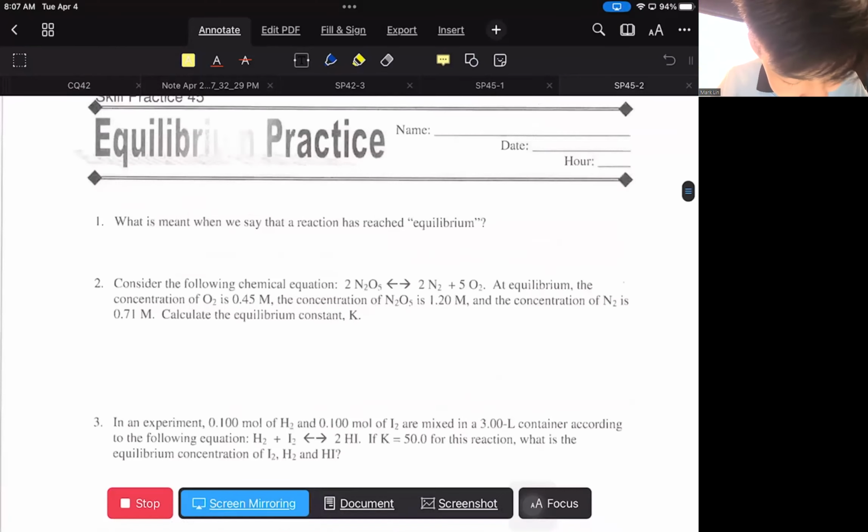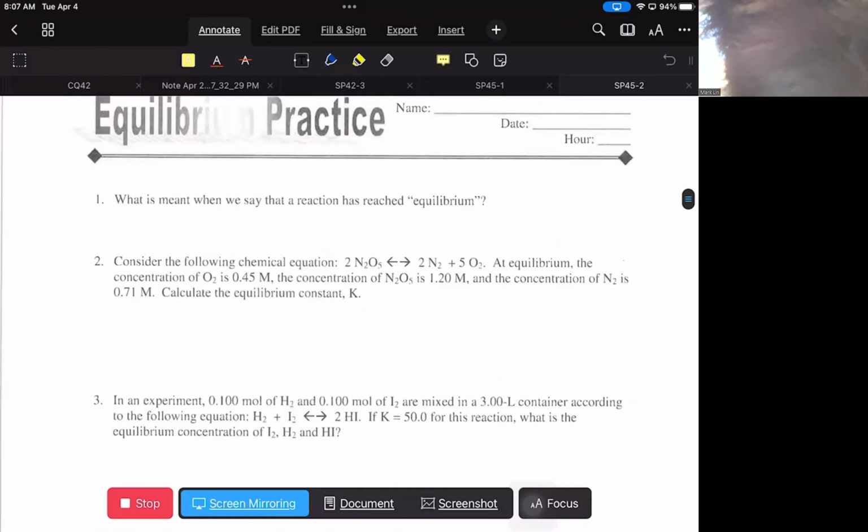Okay, so let's get right into it. What is meant when we say that a reaction has reached equilibrium?